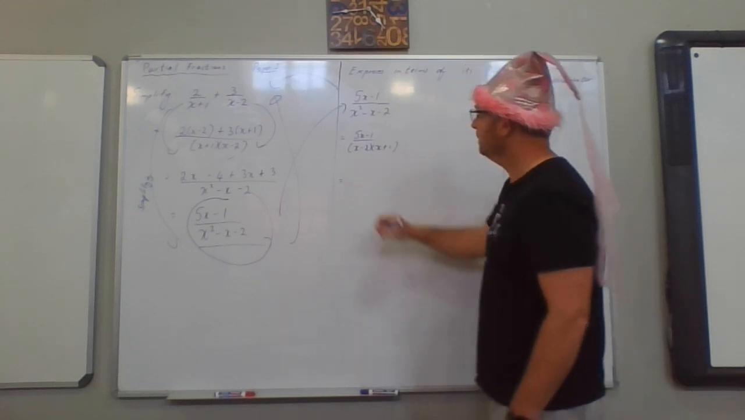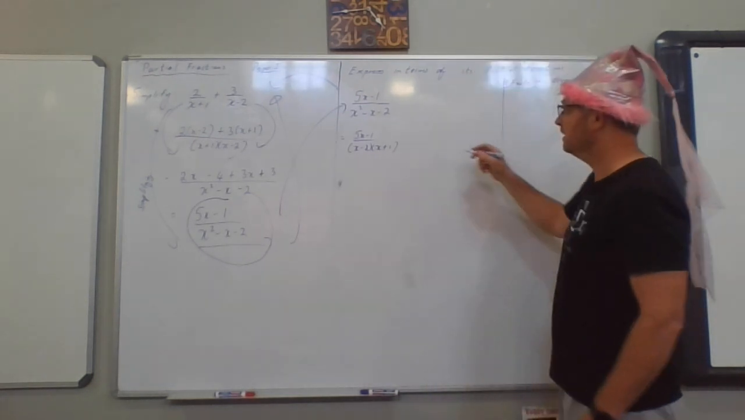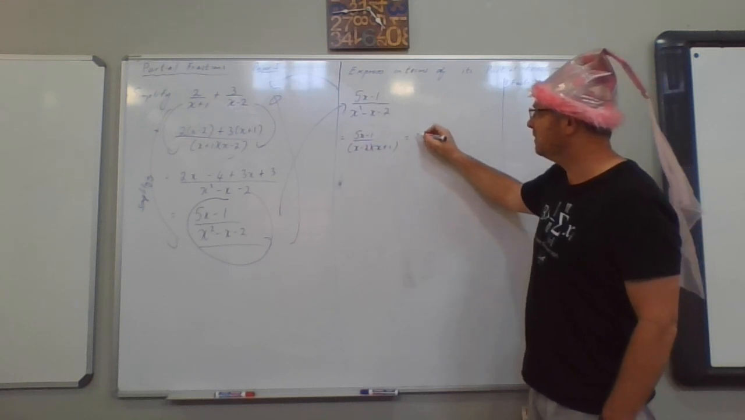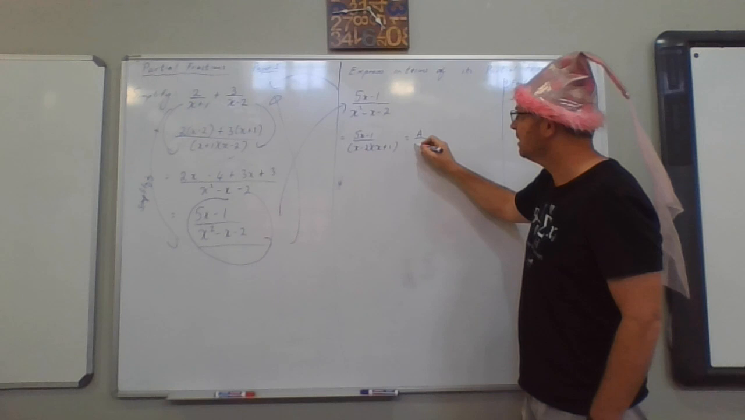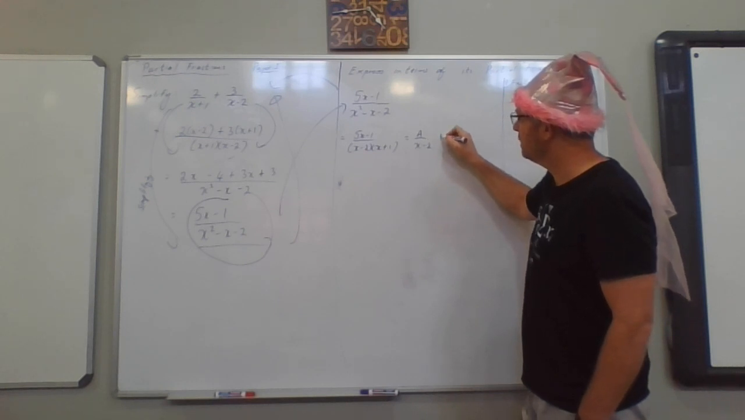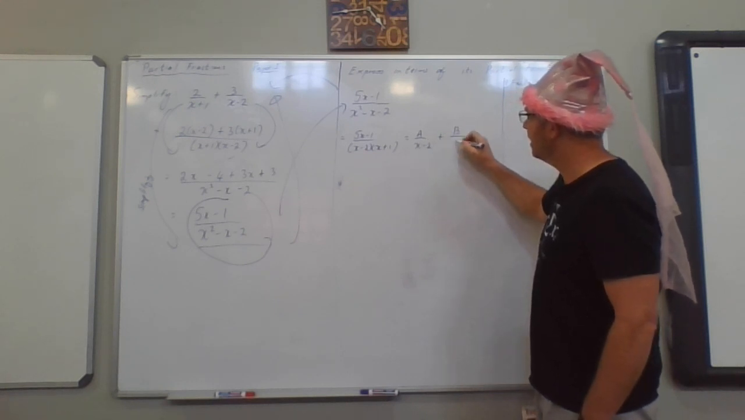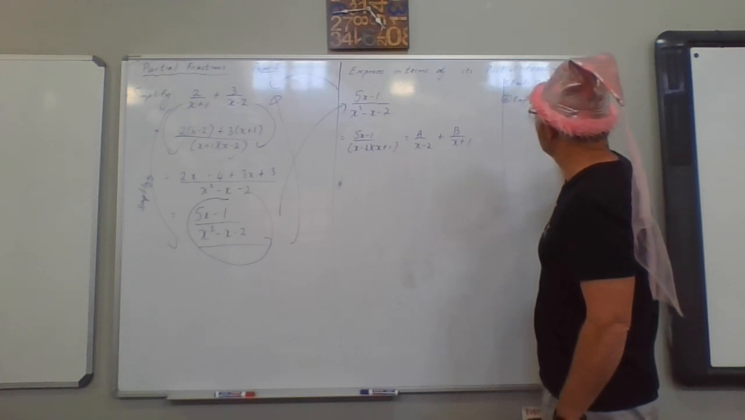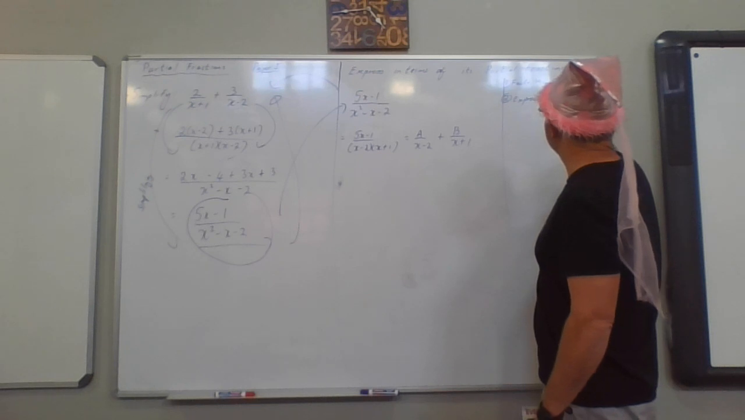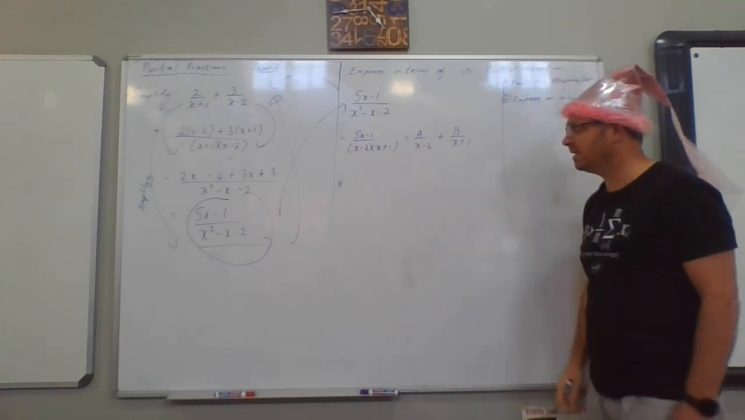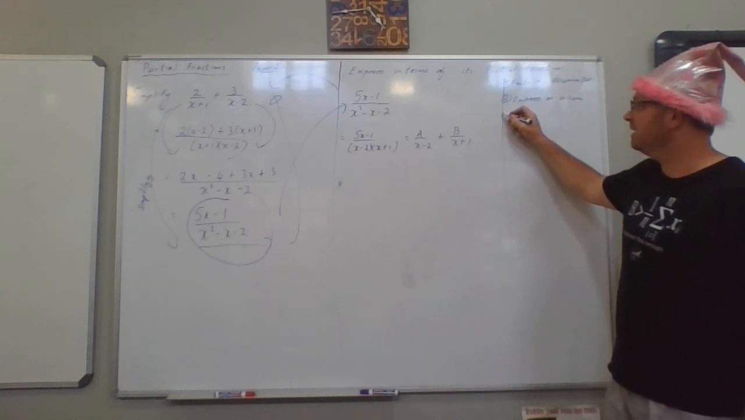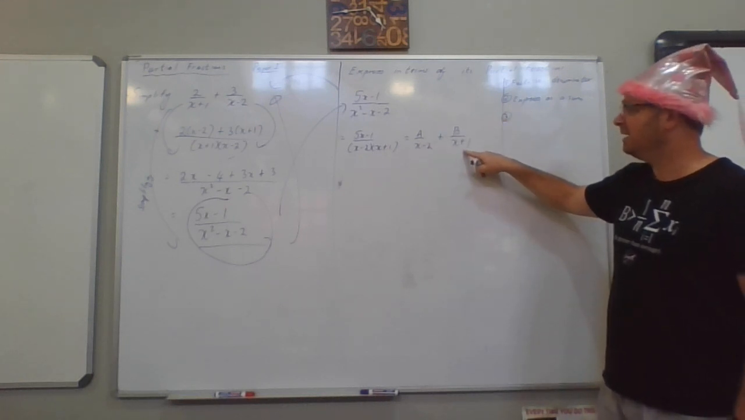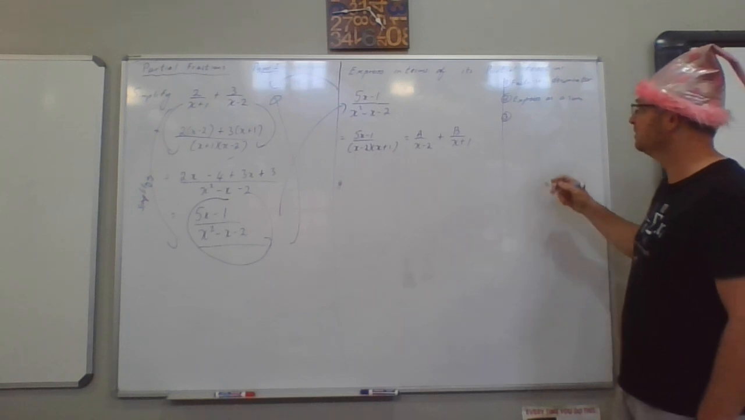Now, the next thing we're going to do is write it as a sum. This thing, we say, could be written as something, we don't know what that is yet, over x minus 2, plus something else over x plus 1. So express as a sum is your next step. Now the objective becomes solve for A and B: A over x minus 2 plus B over x plus 1.